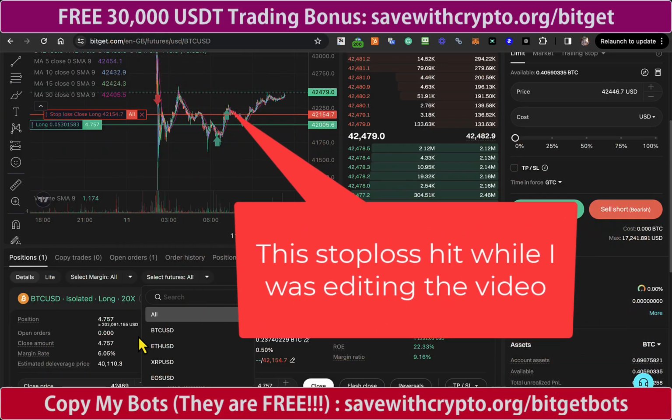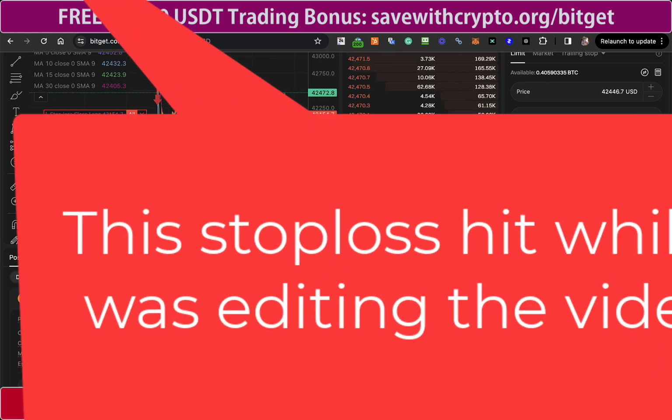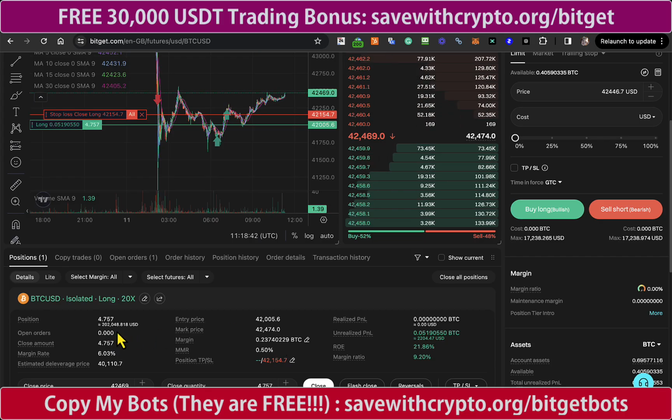It's large though already, because I'm using 0.237 of a Bitcoin as margin on 20x leverage. So that comes out as like $202,000. So that's a rather big trade, isn't it? Bit scary for me, to be honest.